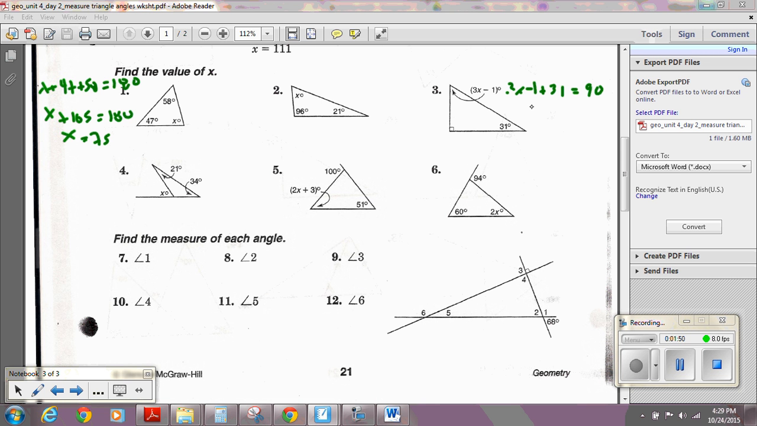All right. You can add the 1 and 31. You would have 3x plus 30 equals 90. Then subtract 30 from both sides. That would give you 3x equals 60. And then divide both sides by 3. So x equals 20.